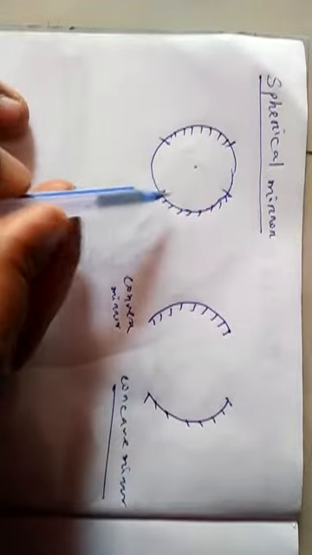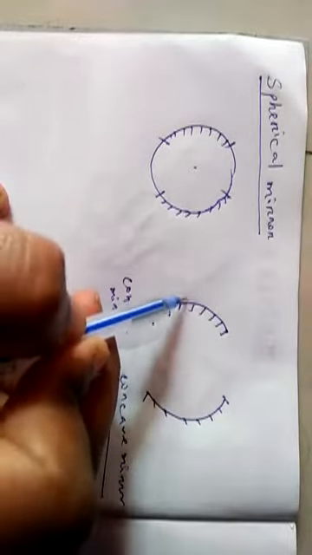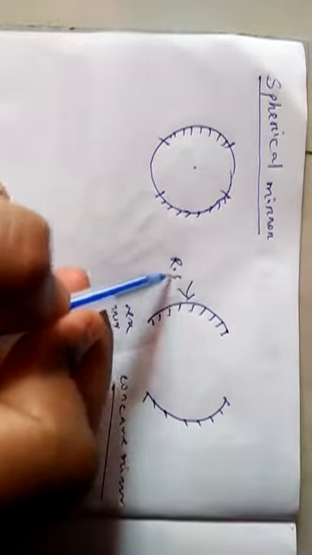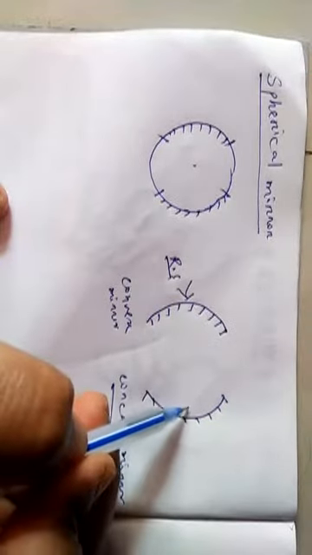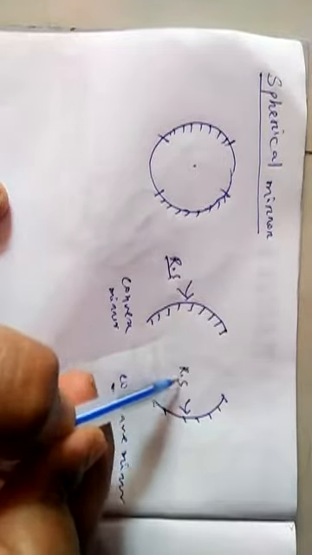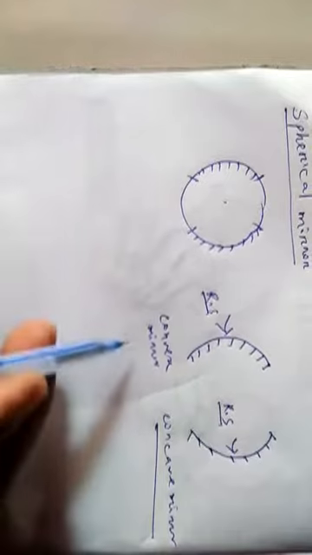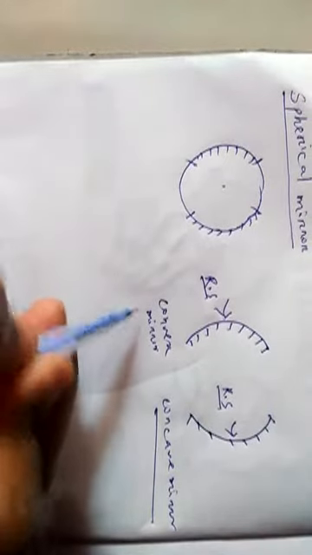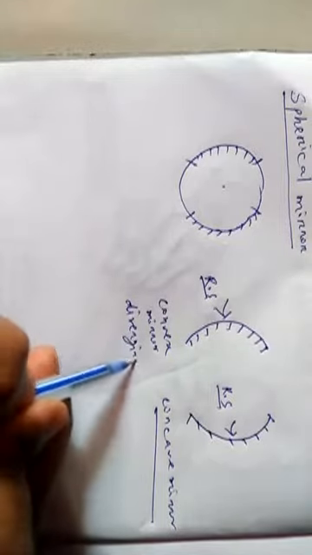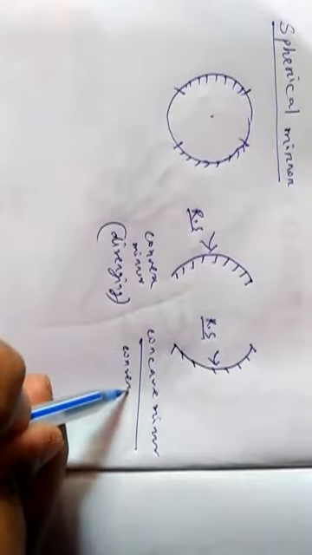Okay, so spherical mirror is a part of a sphere. For convex mirror, this surface is the reflecting surface. And for concave mirror, this surface is the reflecting surface. Convex mirror is also called diverging mirror, and concave mirror is called converging mirror.